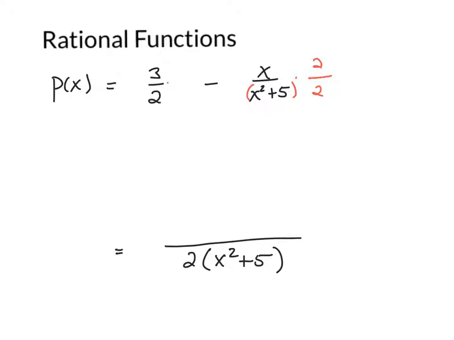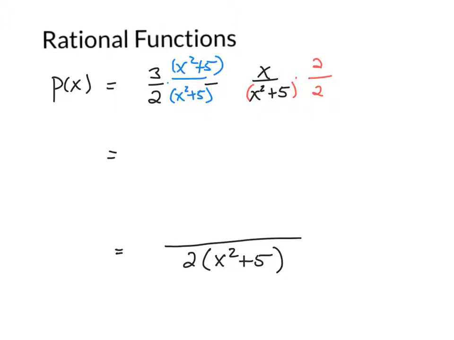And for this one, what am I going to multiply by? Well, I have the 2, but I don't have the x squared plus 5. Okay, so I'm going to have to multiply on top and bottom by this x squared plus 5. Okay, so let's put this in parentheses just so we remember. All right, so our intermediate step, let's clean all this up.